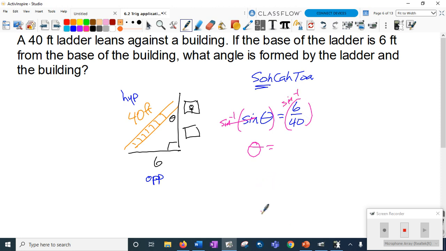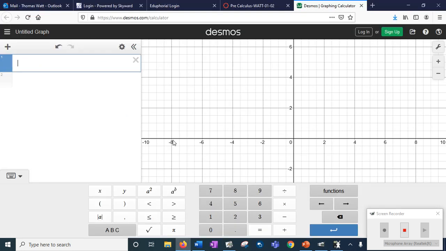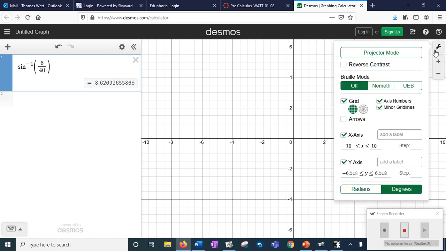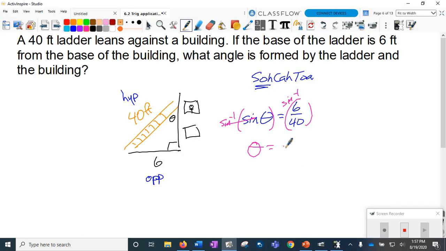Okay, let's go ahead and use Desmos again to do this. Clear that out, and now I want sine inverse. So function sine inverse of 6 over 40. Okay? And double check real quick, I'm still in degree mode. So this is 8.6 degrees. Okay? Since it's an angle, we have to go and put a degree mark on that. Okay, there's an 8.6 degree angle right there.